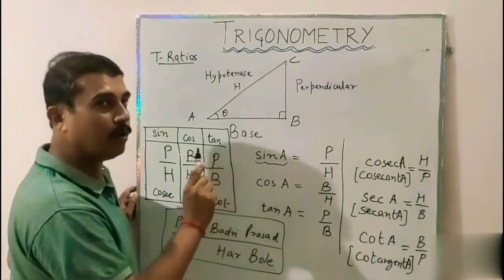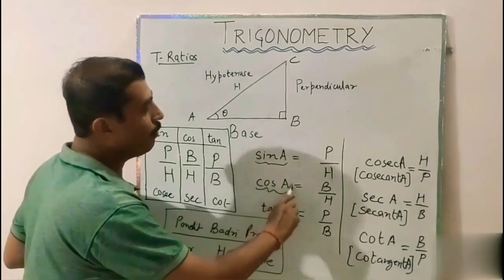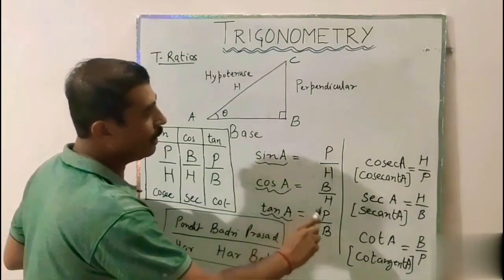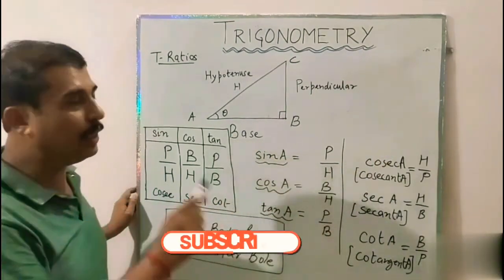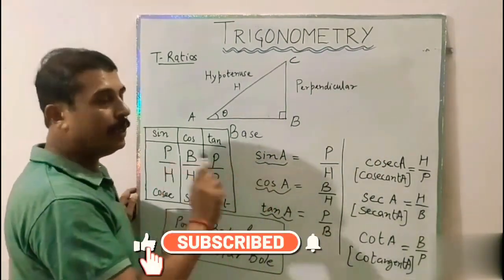Sine A means sine of that angle, cos of that angle A, tan of that angle A, cosec of that angle A, and so on. Individually they don't have any meaning.